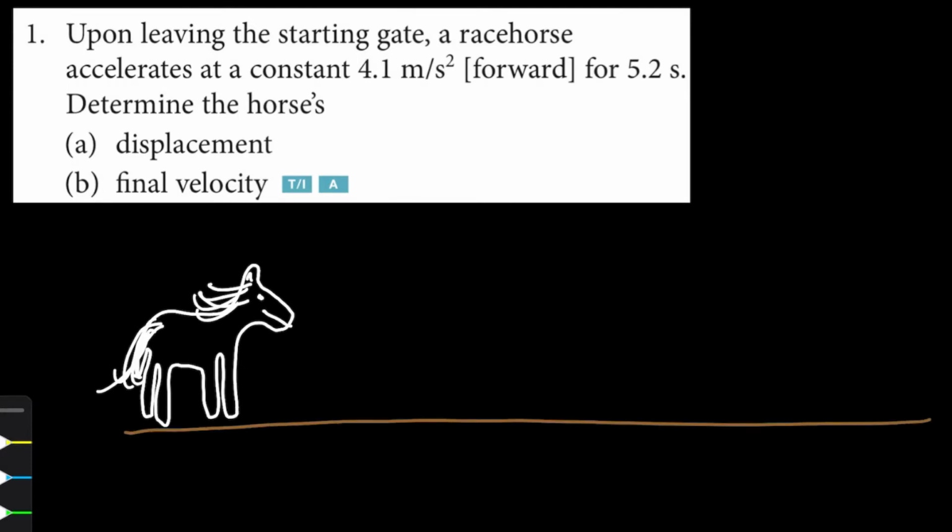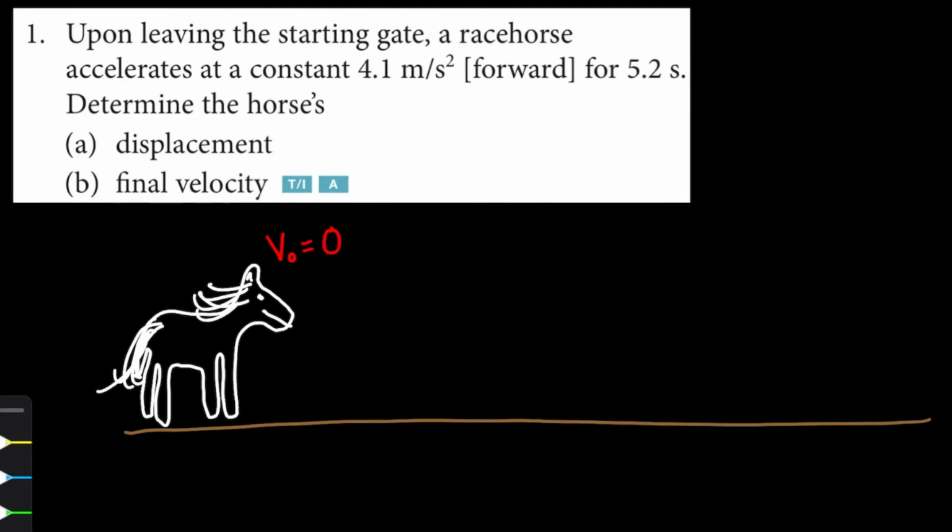So here we have a racehorse, and they're giving us that this racehorse is leaving the starting gate. Since it is a race, we can start to assume a couple of things about the motion, that the horse is going to start from rest. So here we could have that the initial velocity is going to be 0.